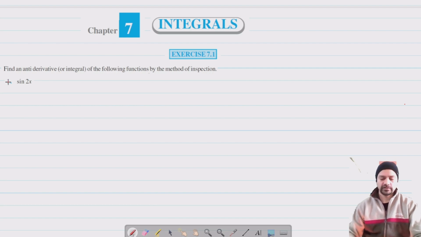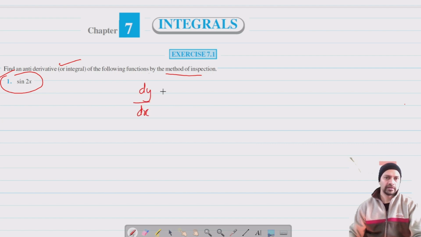And question number one says that we have to find the antiderivative, or the integral, of the following functions by the method of inspection. So that means this is our derivative. And we know that the derivative dy by dx is equal to sine 2x.